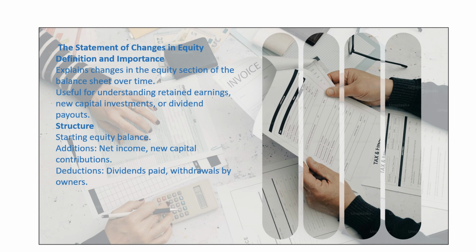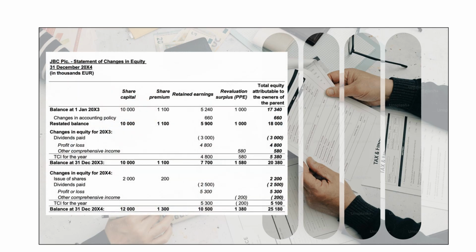Structure. 1. Starting equity balance. 2. Additions: net income, new capital contributions. 3. Deductions: dividends paid, withdrawals by owners. Example is shown here for the statement of changes in equity.